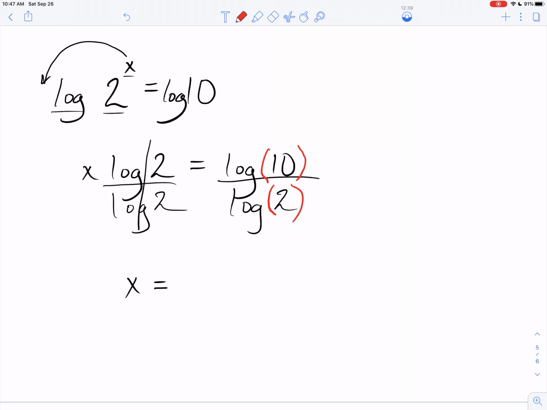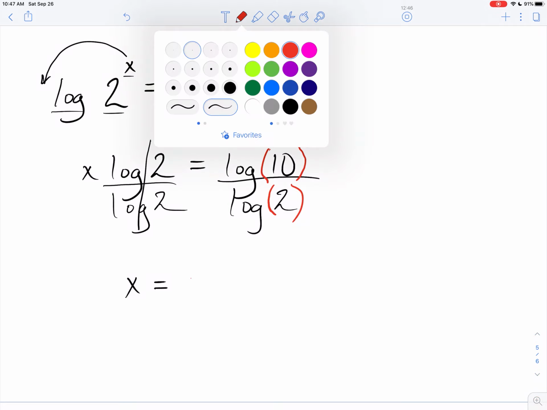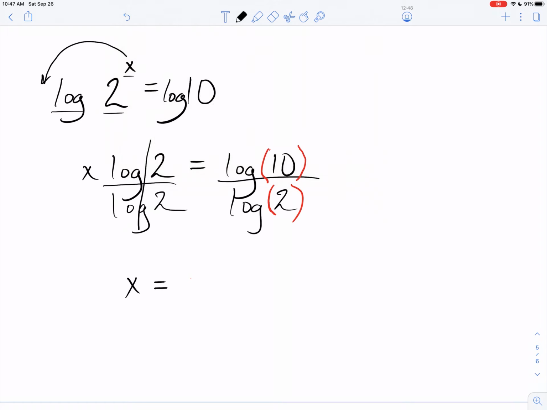And when I do that, I'm going to get this number, whoops, hang on, let me get my pen back. I'm going to get this number, 3.321928095. Let me make sure I wrote that down correctly because that's a lot of stuff.